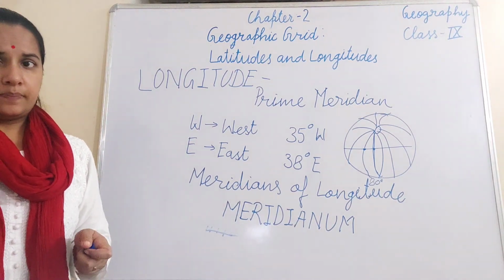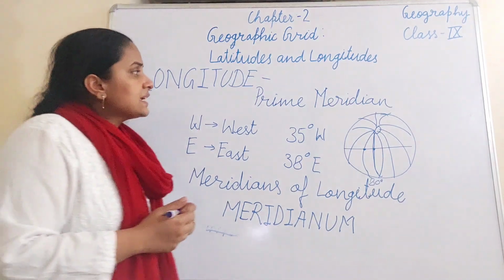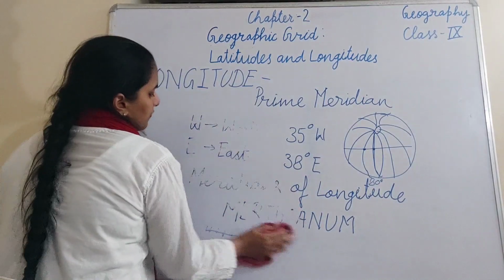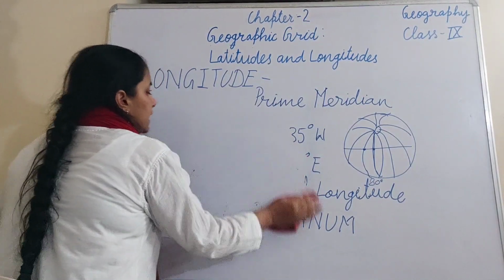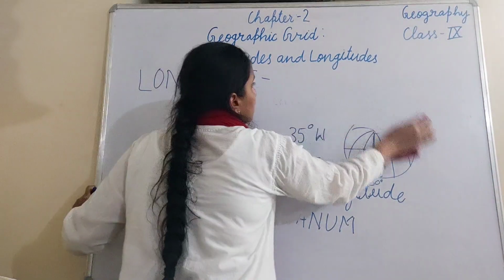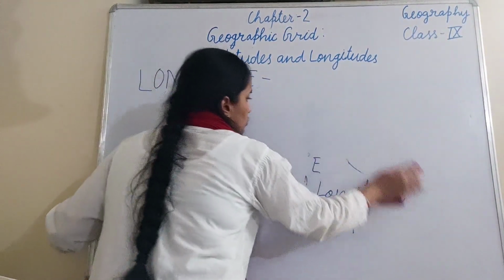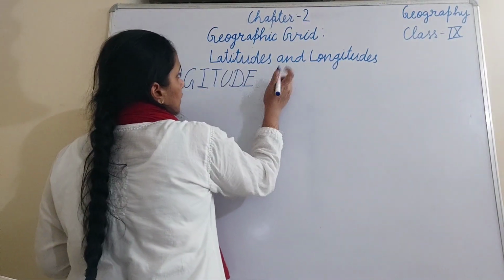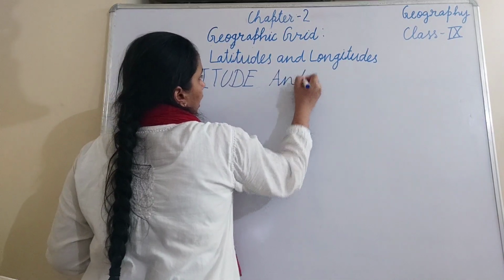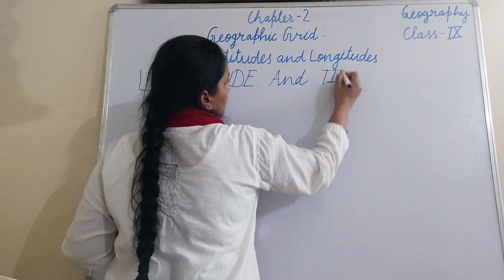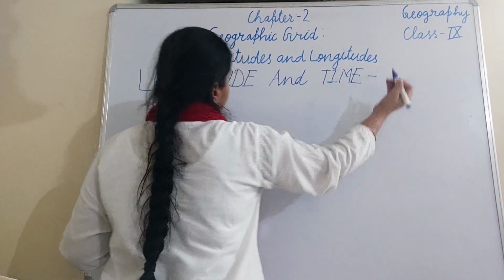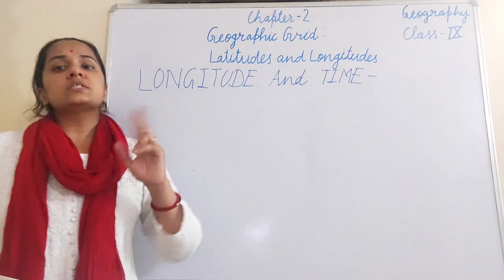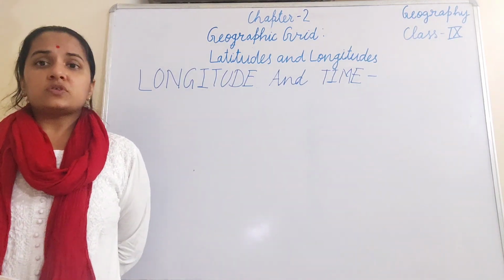and that is 111 kilometers. Now, the next important thing about the lines of longitude is that with the help of lines of longitude, we can calculate the time of a particular place. So now we are going to deal with longitude and time. As in case of latitude, we discussed that it helps to find the distance between the two places on the surface of the earth.